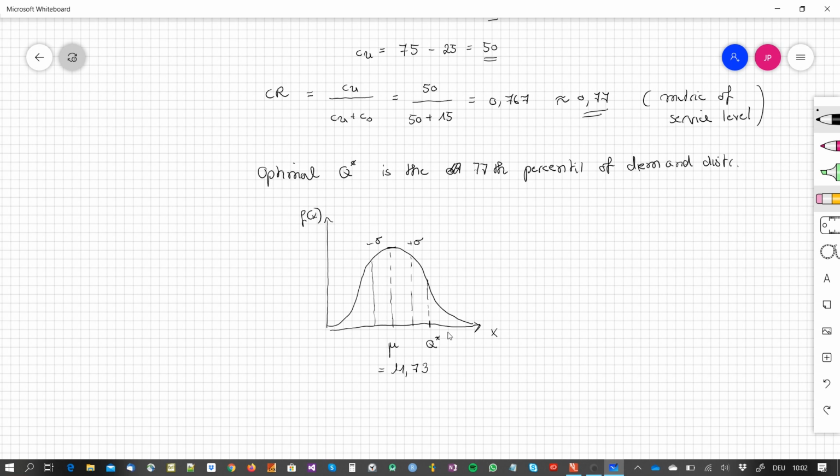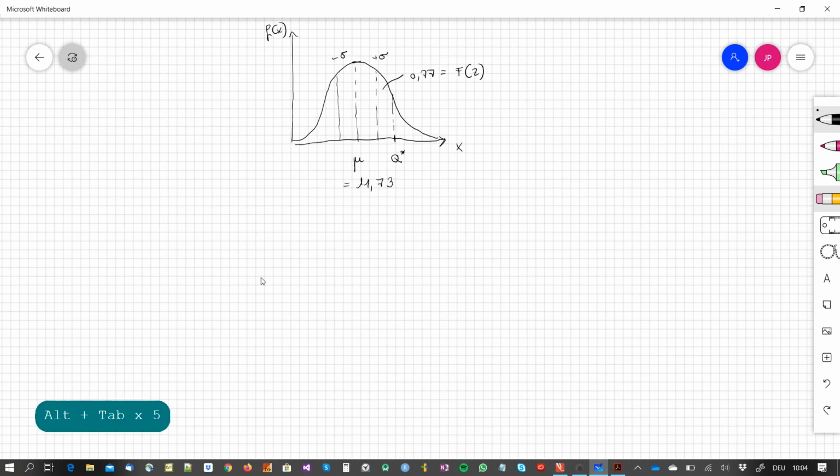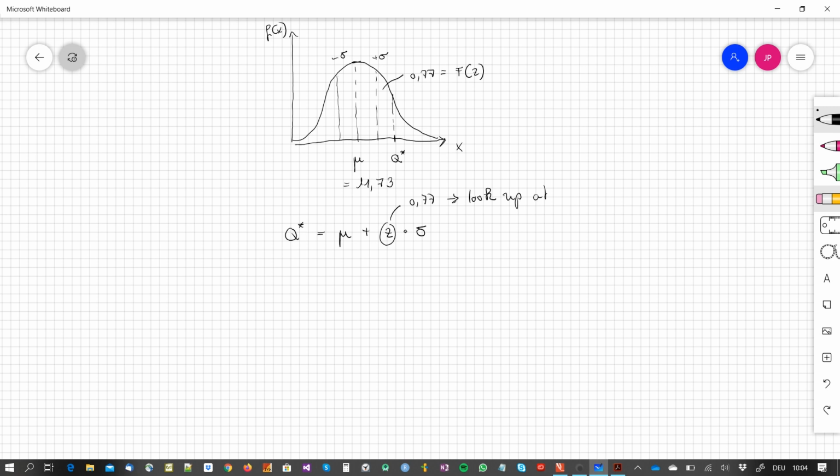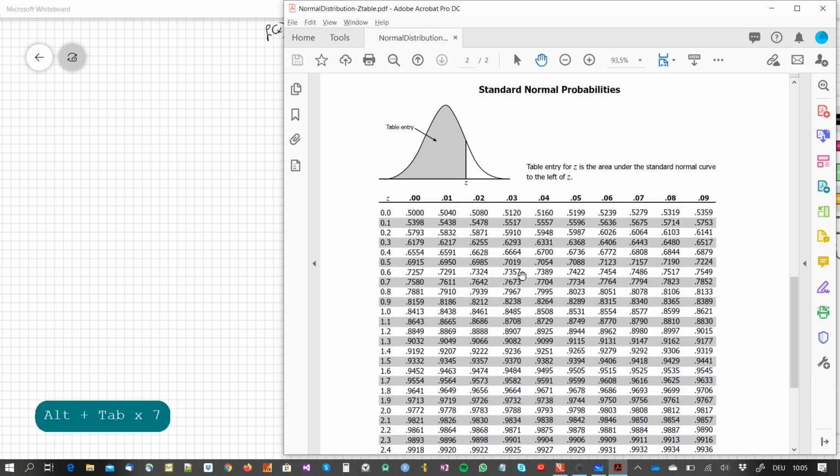here we have calculated now that our critical ratio is 77%. So the optimal order quantity, Q star, is now given by the mean plus the value for Z multiplied by the standard deviation, and the Z for the 0.77 we have to look up in our distribution table. And if we do so, we have to find 77, and this is here at that value, and we see that our Z value is 0.74.